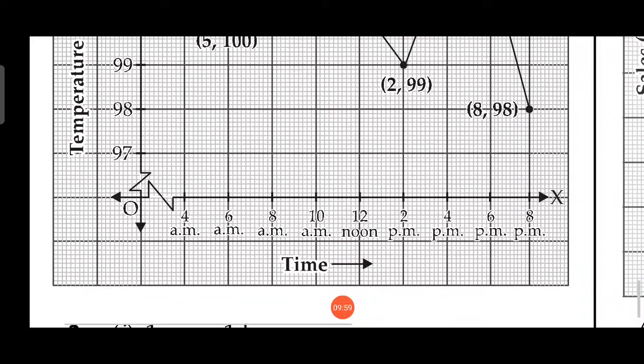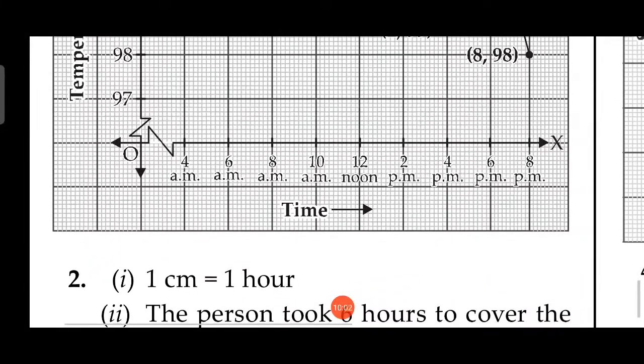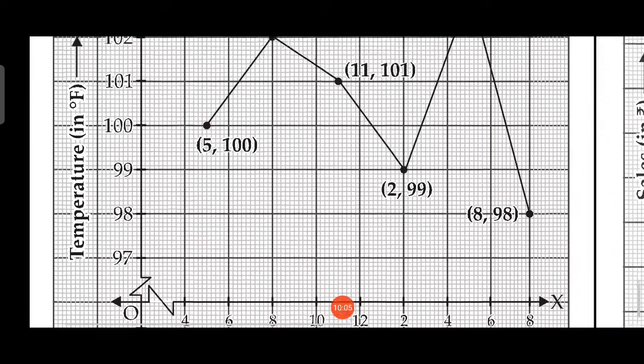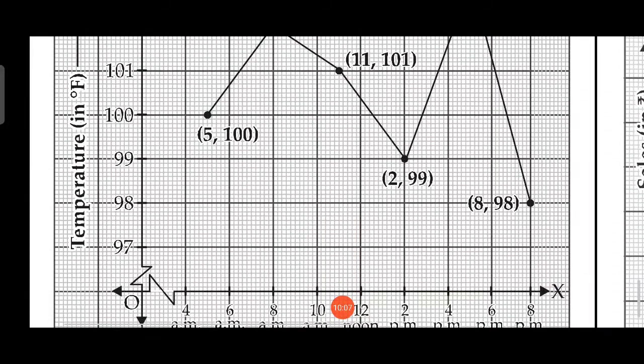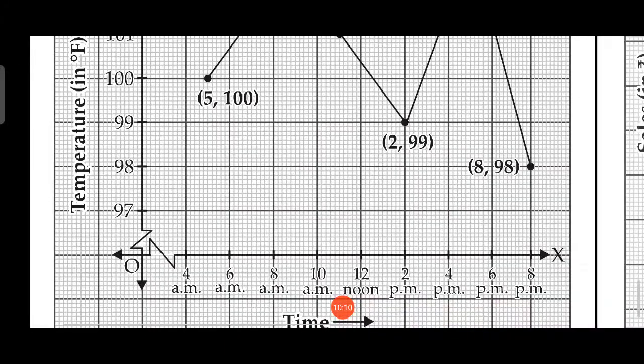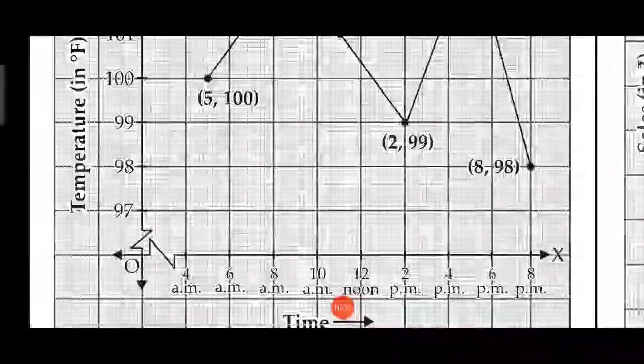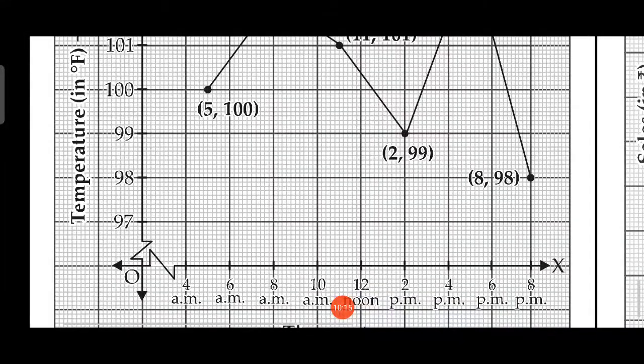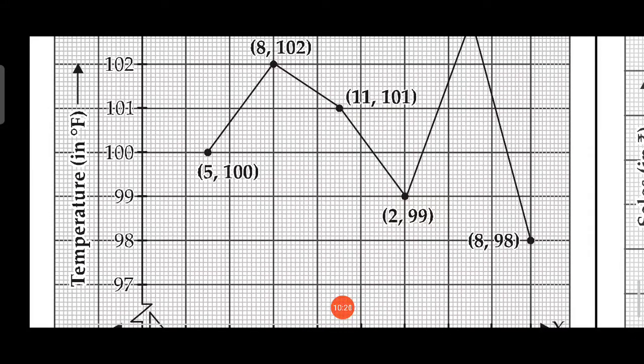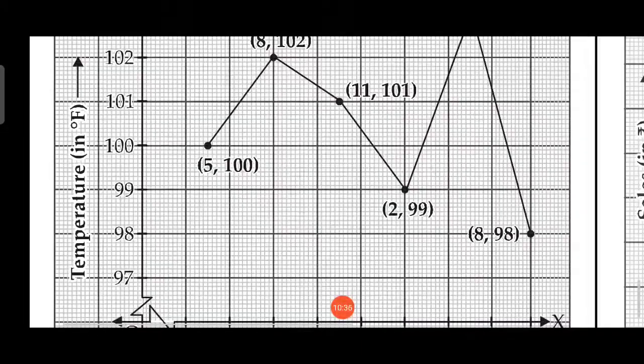This is a very important question in your coming exam. Here a graph is needed. You have to draw the x-axis and y-axis, with temperature on the y-axis and time on the x-axis. Then you can write the times and the temperatures, keep the points, and at the end join them with the help of a scale, and you will get the time-temperature line graph.